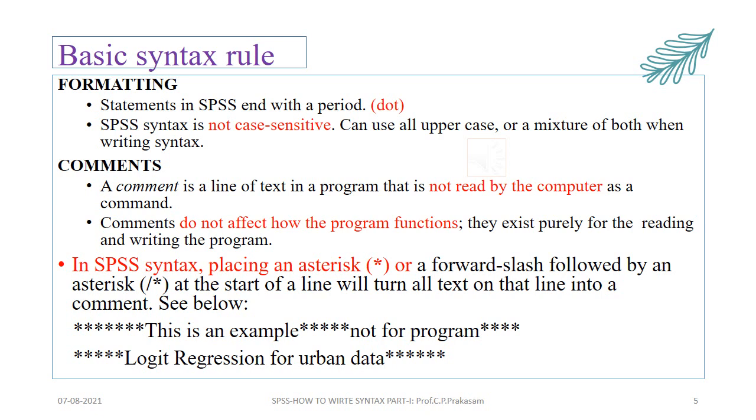One illustration given here is asterisk asterisk. This is an example, asterisk asterisk, not for a program, asterisk asterisk. It is not necessary that asterisks be in between. You can write the sentences directly also, but initially there should be an asterisk and at the end it should be an asterisk. That will be taken as a comment. Suppose you write asterisk logit regression for urban data and then asterisk. That will be taken as a comment, and for us it will help in understanding what program, what steps we are going to write.